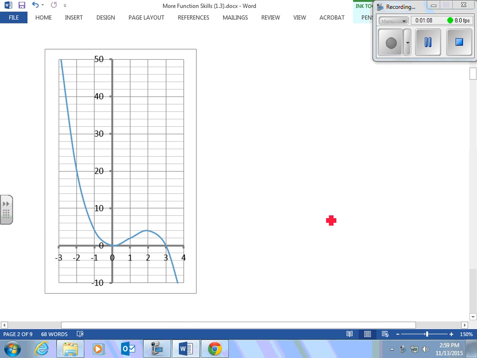Here's an example of a function, and when I create these in Excel, I can't put the arrows on them, so I'm going to add the arrows now. So we are seeing that the function goes off to the left on for infinity and on to the right for infinity. And let's describe the domain, the range, the increasing intervals, decreasing intervals, relative minima, relative maxima for this function and for the next one. Okay, so let's start with the domain.